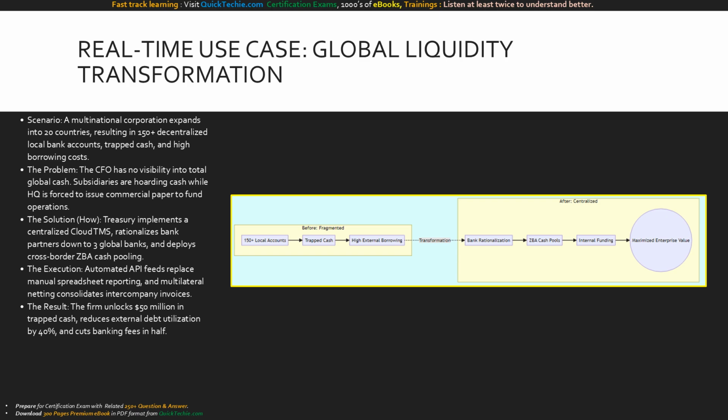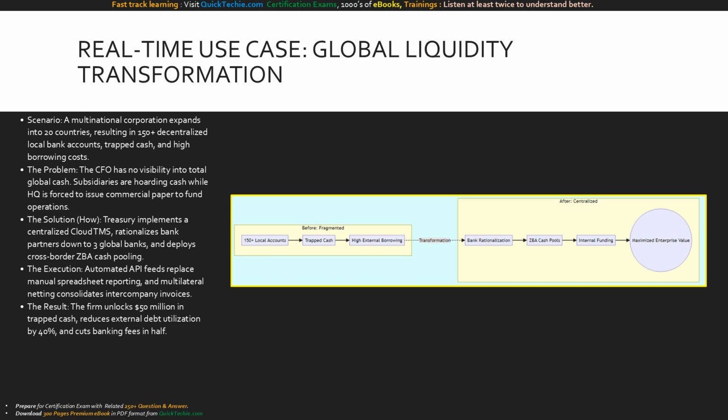On the left, the before state is fragmented. 150-plus local accounts lead directly to trapped cash, which forces high external borrowing. Following the transformation arrow to the right, we enter the after state. By initiating bank rationalization, the company successfully establishes ZBA cash pools. These pools directly enable internal funding, bypassing the banks.